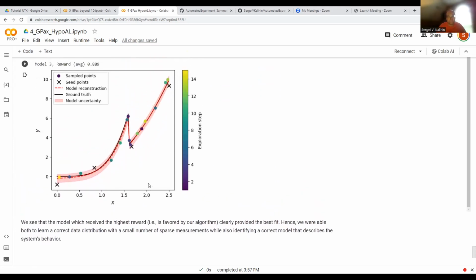And that's how it works for the one-dimensional systems. So before we go to the 2D cases, do you have any questions that I can answer?